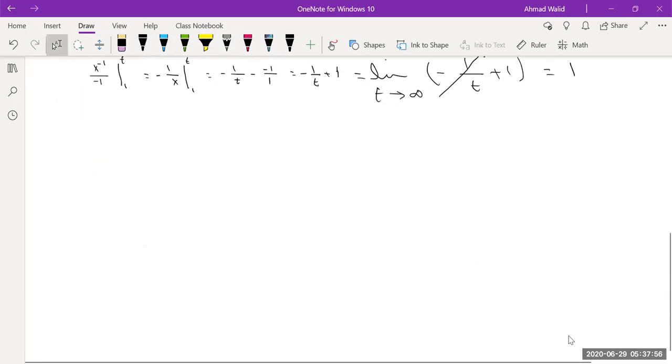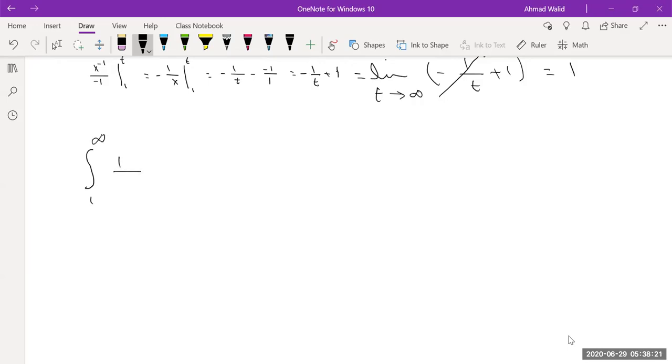If I want to rewrite this problem from the beginning, the way that I solved this problem is not the proper mathematical notation that I used here. It's not the proper way. I will do this from the beginning. The problem was integral from 1 to infinity 1 over x squared dx.